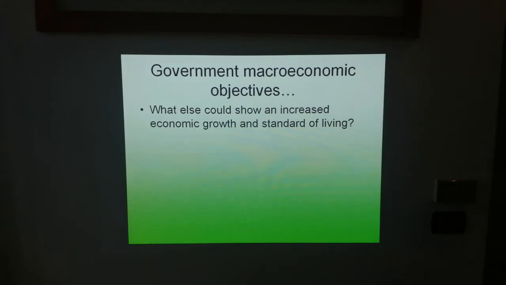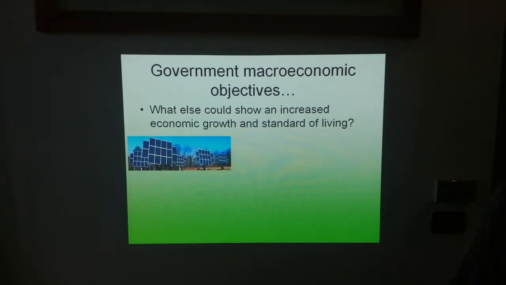Okay, so we talked about that. What could show an increased standard of living? We can see, for example, a greener economy would show economic growth. If we're investing in these technologies, developing our economy so it's green, suddenly energy will be cheaper for people. The sun gives us energy, and we don't have to go to the Middle East and pay a lot of money. But we need the infrastructure in place.